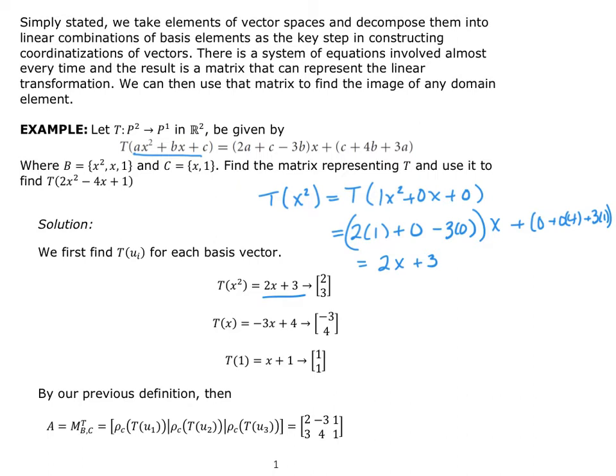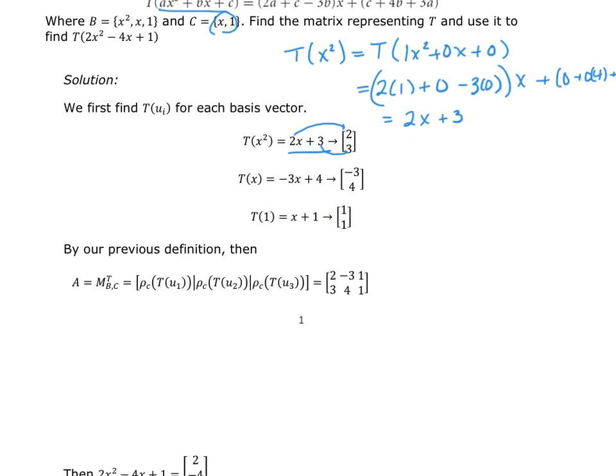Now, because this is over the basis vector for C, and C is the standard basis, I don't have to do anything. This 2 directly relates to the 2 in that vector, and this 3 directly relates to the 3 in that part of the vector. So then my linear transformation can be described as this matrix, where here is my T of u sub 1, here is my T of u sub 2, and here is my T of u sub 3, and it's going to be with respect to C. Because my C is the standard basis, I was able to do it directly. I don't have to do any extra steps.